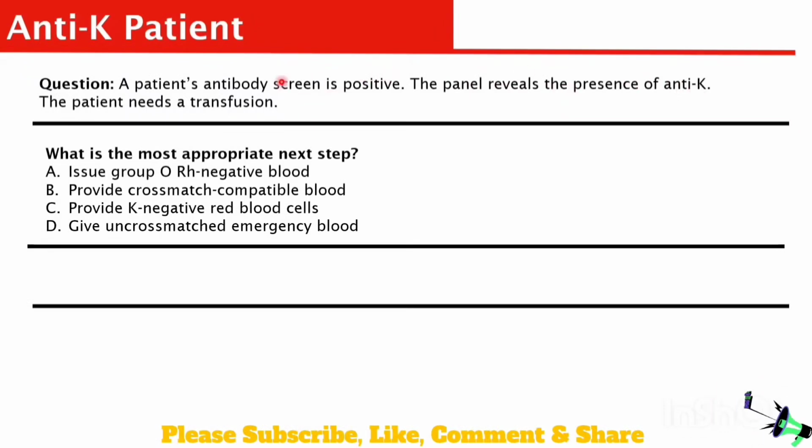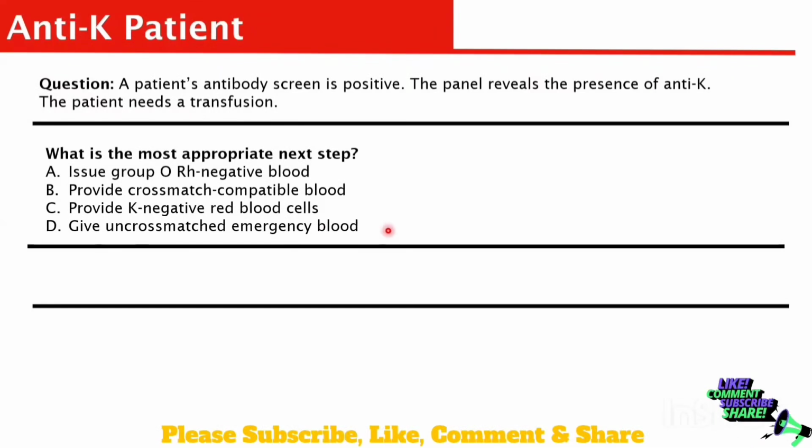Let me read it. A patient antibody screening is positive. The panel reveals the presence of anti-K. The patient needs a transfusion. The question now is, what is the most appropriate next step to take? In other words, if you are going to issue blood, what are you going to do? So this person has antibody K. What are we going to do? One, issue O or Rh-negative blood; provide cross-match-compatible blood; provide K-negative red cell blood; give uncross-matched emergency blood. So which one are we going to do?